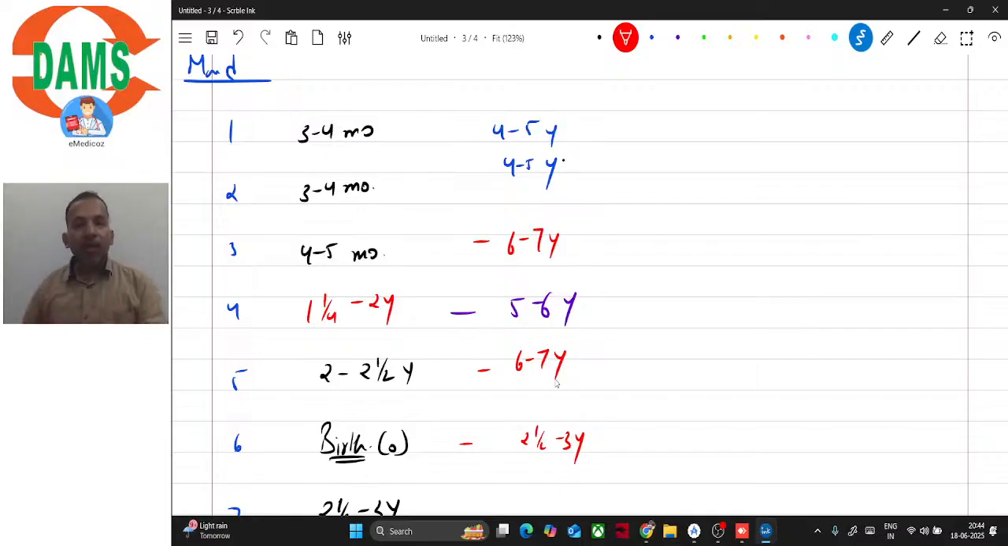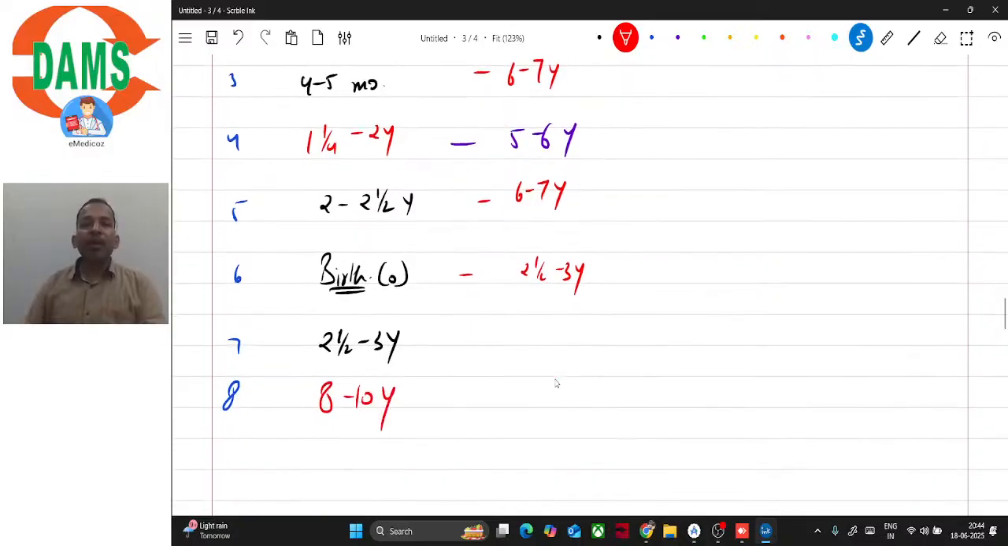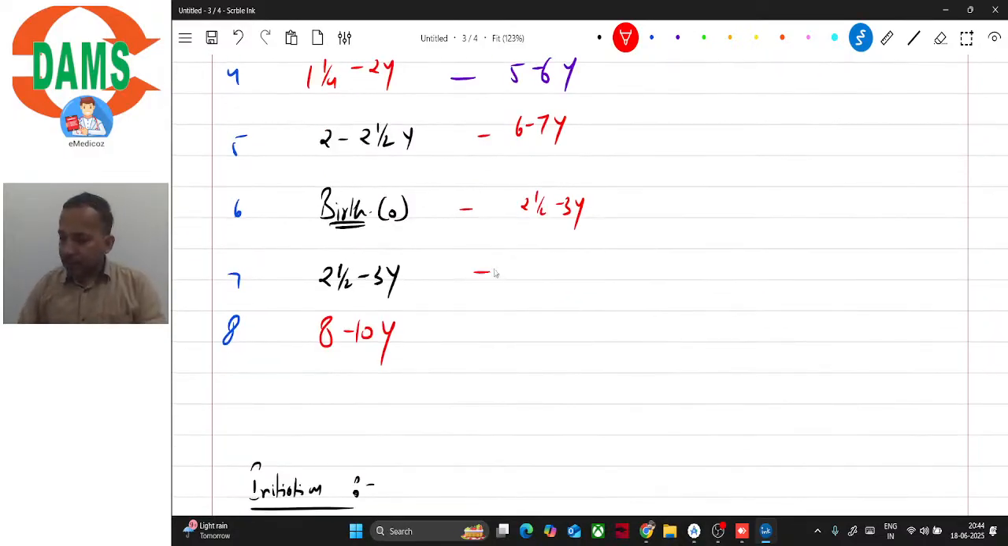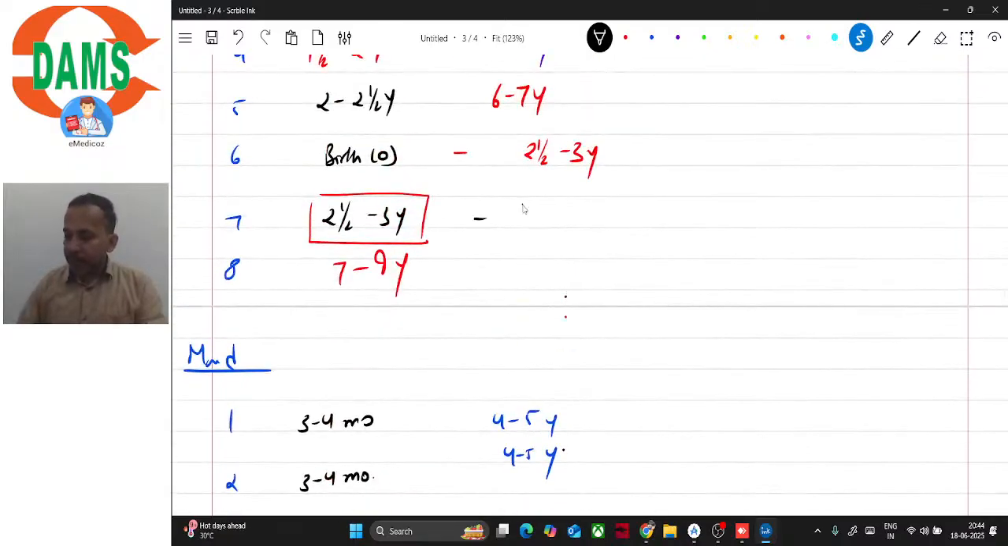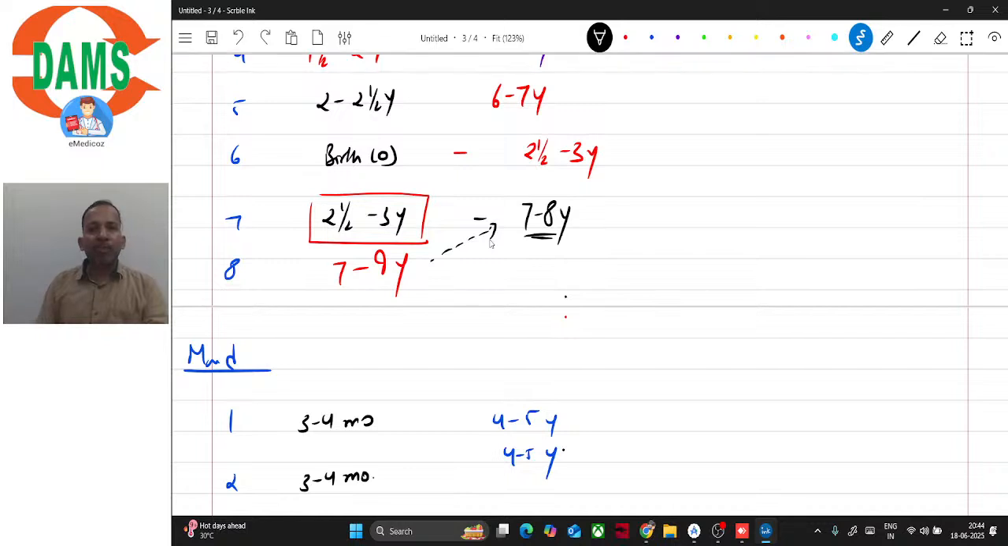So second molars will complete at an age of about 7 to 8 years. So when the third molars were initiating, the second molar completed, right? So the second molars will complete at an age of 7 to 8 years. So as you can see, roughly, when the third molar was initiating, the second molars completed. When the second molar was initiating, the first molars completed, isn't it? So I hope it is easier to remember this.